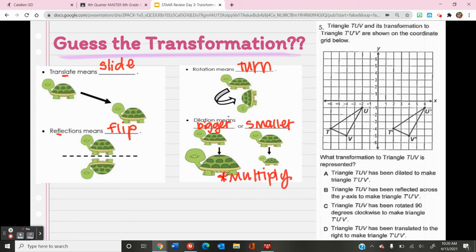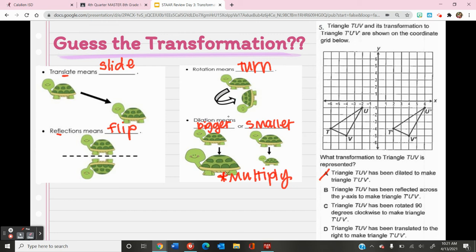Okay, so looking at number 5, we're guessing what type of transformation we're talking about. It says triangle TUV and its transformation to triangle T'U'V' are shown on the coordinate grid below. Which transformation to triangle TUV is represented? So A says triangle TUV has been dilated to make triangle T'U'V'. Well, the size of my shape did not change, so A is incorrect.